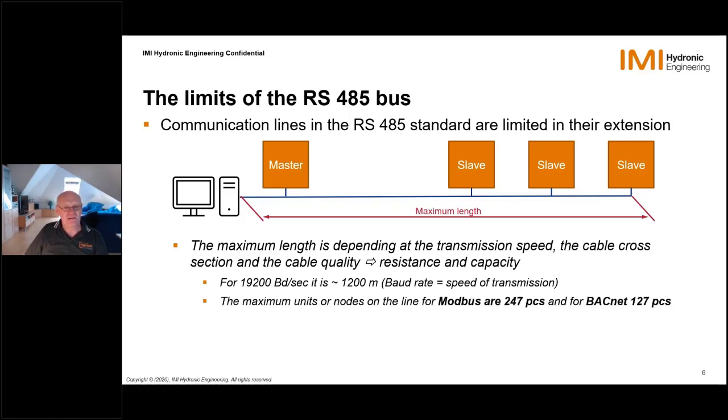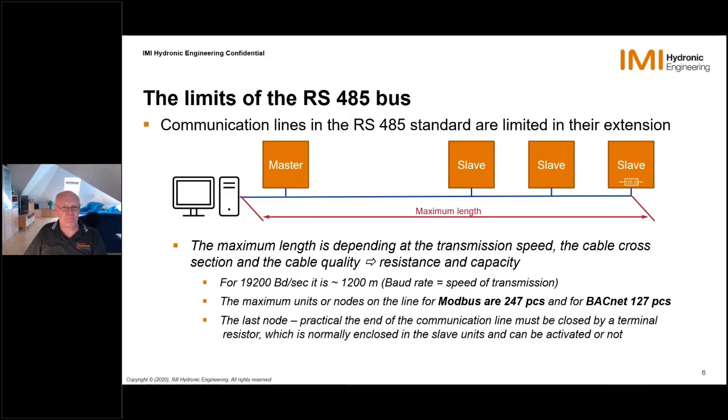And then there is also a maximum number of units or nodes on the line. On Modbus, it's 247 addresses that we can give. And for BACnet, it is only 127. And that makes a little bit of a difference.